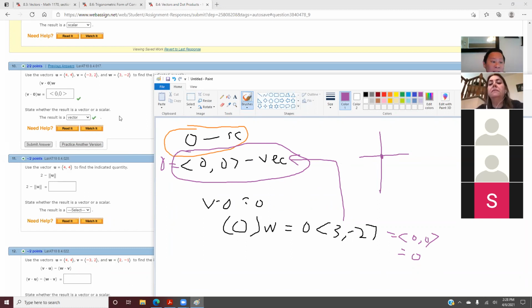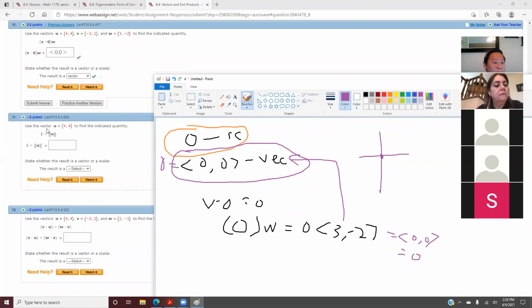And the main part of this is they want you to figure out, is that a vector or is that a scalar? Okay. Does anyone know what this line stands for, the two lines with the u?